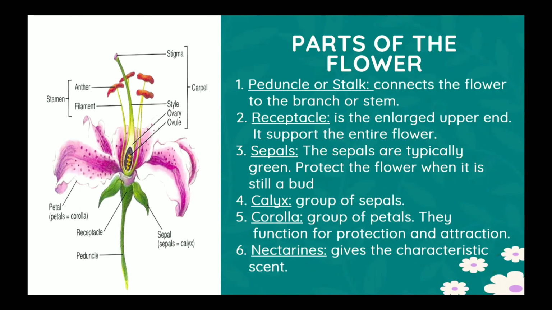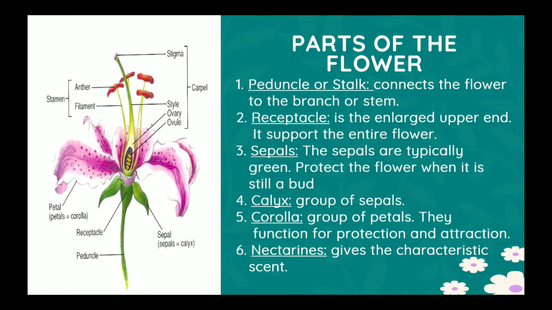A complete flower has male and female parts. Now let's talk about the parts of the flower. First is the pedicel or stalk. It connects the flower to the branch or stem. Next, the receptacle, as you can see in the picture. The receptacle is the enlarged upper end. It supports the entire flower.